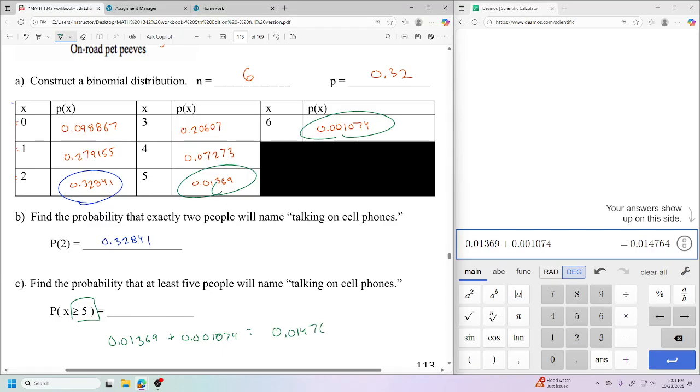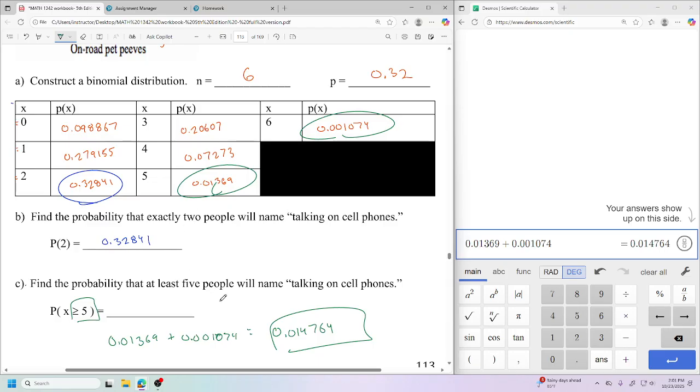So not too bad here. Good? So when they say more than or equal to 5, then yeah, 5 and 6. That's perfect. Any questions so far? I'm here for you at any moment.